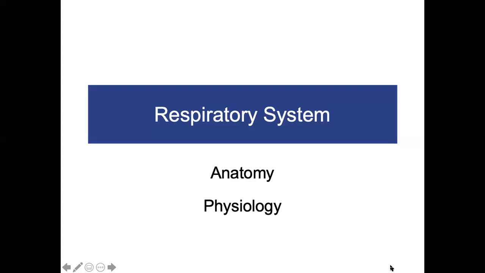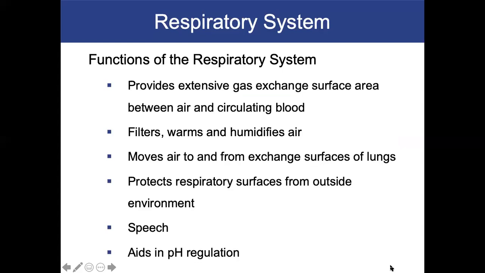Okay, guys, today we're going to talk about the anatomy of the respiratory system first, and then in the next recording, we're going to cover the physiology. And this should help you understand the lab, the pulmonary ventilation. Functions of the respiratory system.